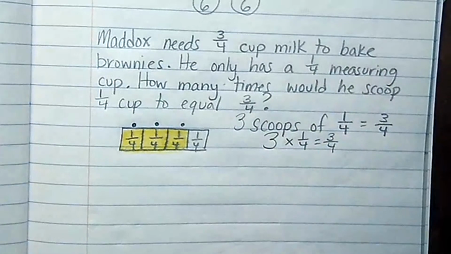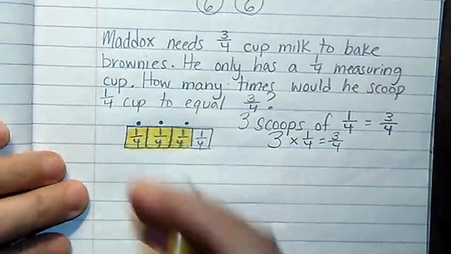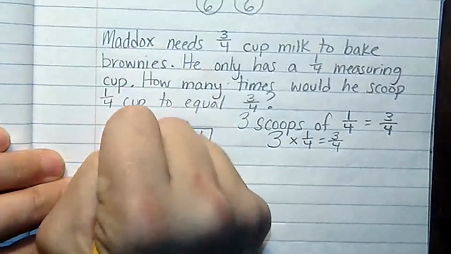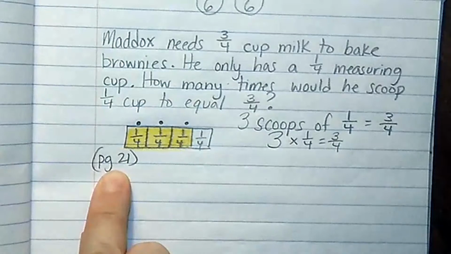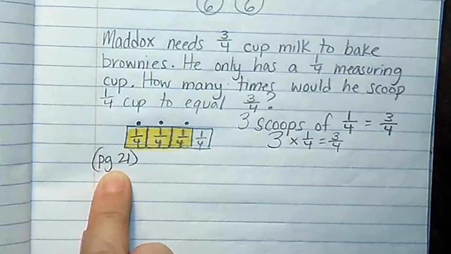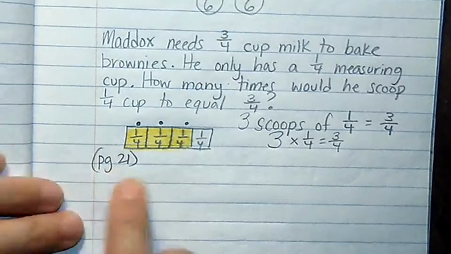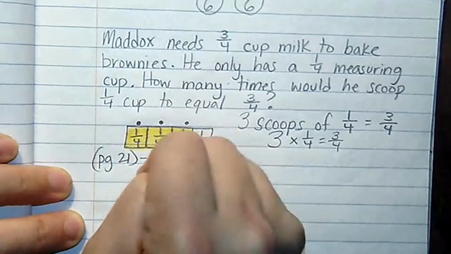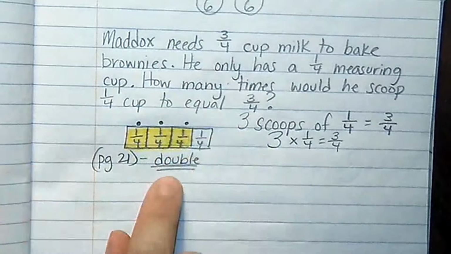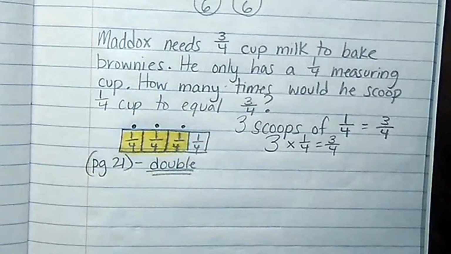All right, it's time for an application problem. So I want you to turn in your book to page 21. This application problem is remarkably similar, but there's one word that is going to try to trick you. So I want you to read the question 2 times before you get started. I'll give you a hint. The word you should look for is the word double. Look for the word double and then press play when you're finished with your application problem.